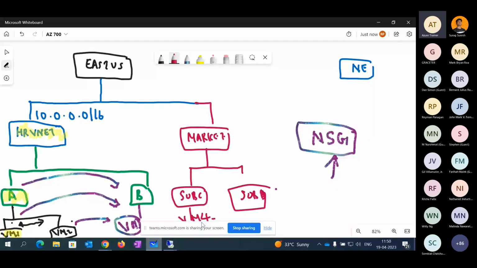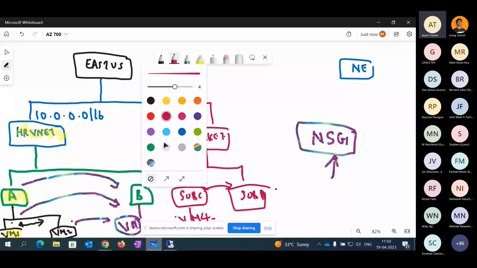Now we are trying to see what will happen if subnet C and D are communicating. Can you comment on the chat? Is there any kind of communication available? What is your opinion? Yes, because both VMs are hosted in the same network, so this communication will be there. They can communicate with each other.